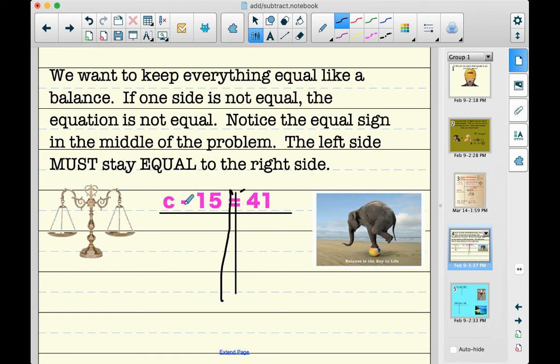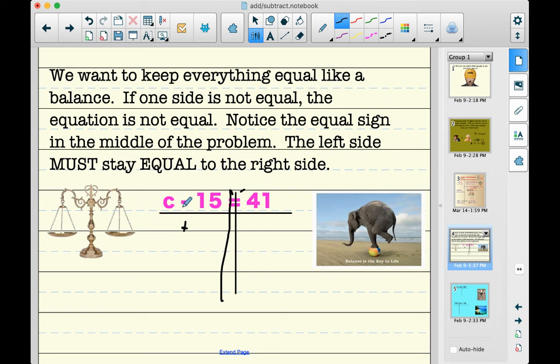Here I have c minus 15 equals 41. So I took some c, this stands for some number, I don't know what it is. I took some number, I can use any letter I want to stand for that number. I subtracted 15, and that left me with 41. So if I want to figure out what number I started with, I have to do the opposite of subtracting 15. Okay, the opposite of subtraction, the inverse operation, is adding.